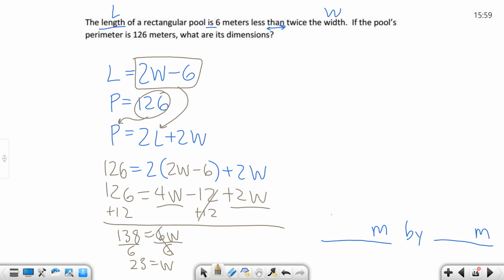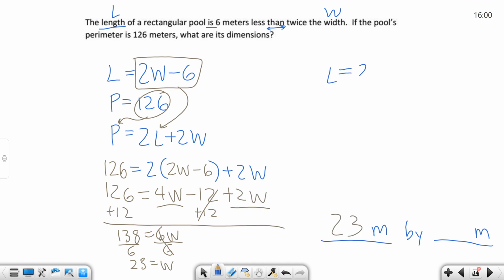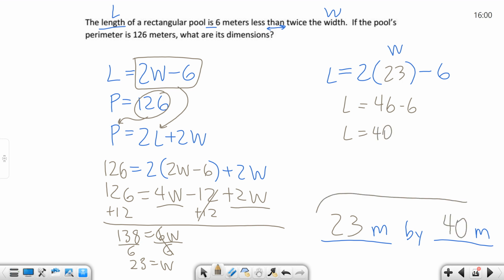So anyway, no, 23. The width is 23. So I already know one of my answers is 23, and I don't care which one you put in for me. All right, 23 meters by what? Well, how do I find L? I know that L is 2 times the width minus 6. But wait a minute, we know what the width is. It's 23, so this is 46 minus 6 for L. So then L is 40. So then 23 meters by 40 meters.